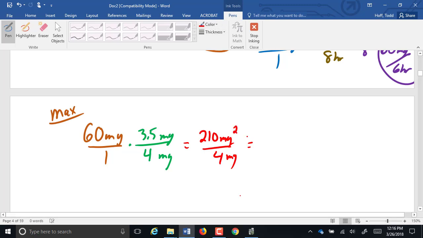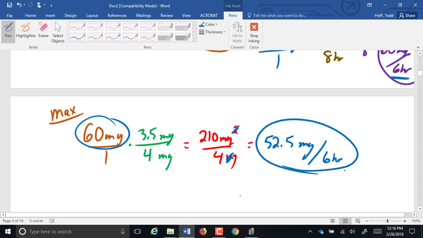Technically, by the way, this is milligrams squared. That's why when we did our dimensional analysis, they used units like that. It's not really a unit, but it comes up in calculations. We're just going to cancel that out. I have 210 milligrams over 4, which divides to be 52.5 milligrams. And of course, our time period on that, since the 60 milligrams is over 6 hours, this is also over 6 hours.